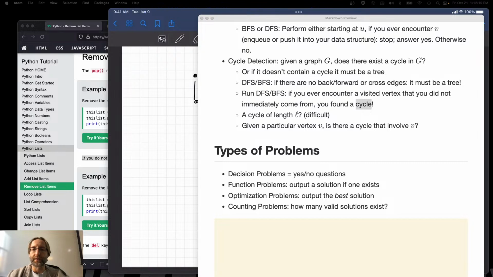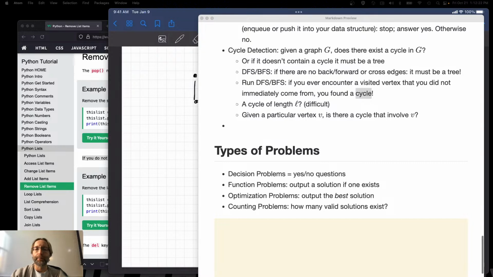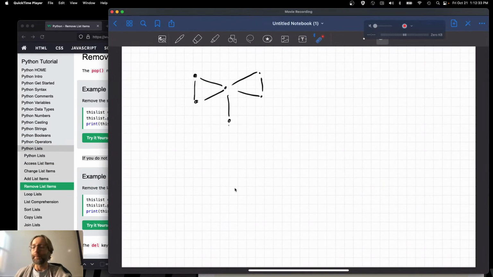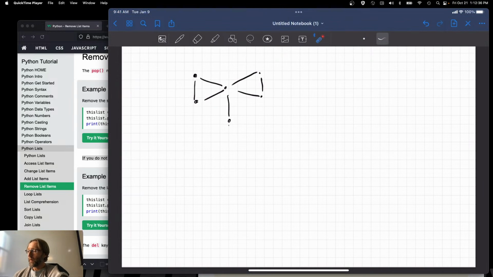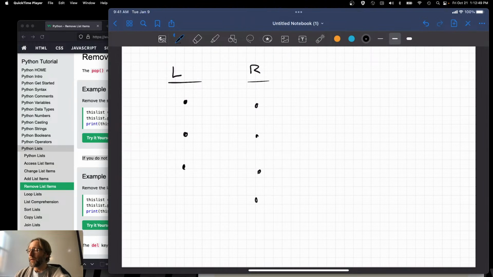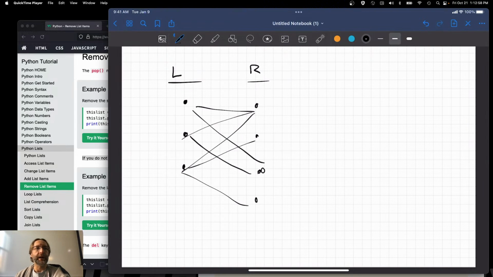One last question I'll leave you with is bipartite testing. One application of DFS/BFS would be detecting whether or not a graph is bipartite. So what is a bipartite graph? A bipartite graph is where you can partition it into a left and a right vertex set so that edges only connect between the partitions. Something like this. That's a bipartite graph.